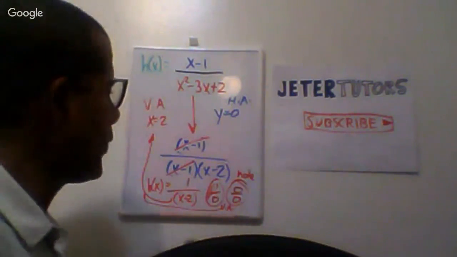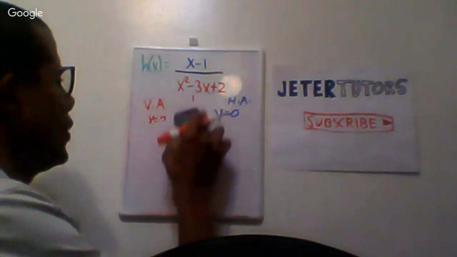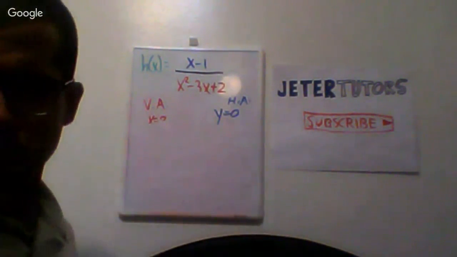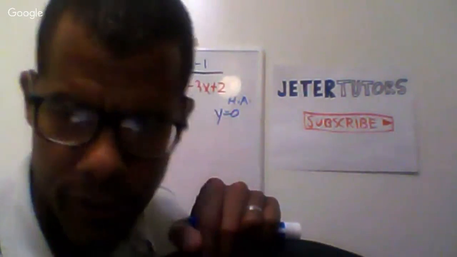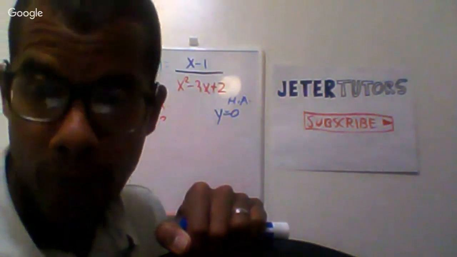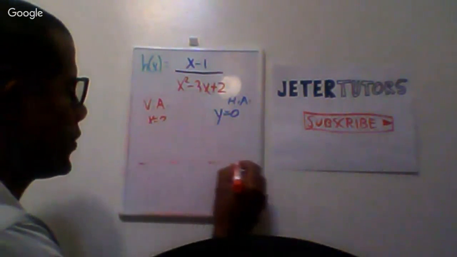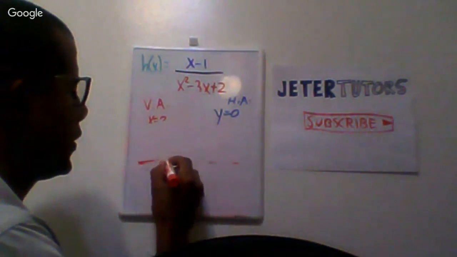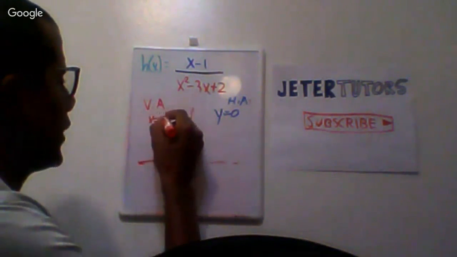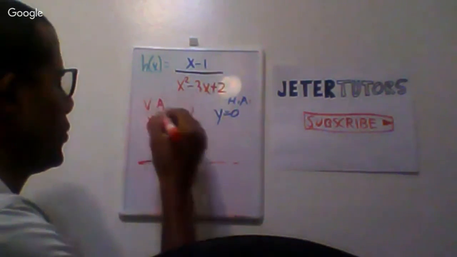So I hope that this helps to explain what the teacher's really looking for as far as the limits for the horizontal asymptotes. Now, if y equals 0 is your horizontal asymptote, let's try to sketch this thing out. We have a vertical asymptote at x equals 2.